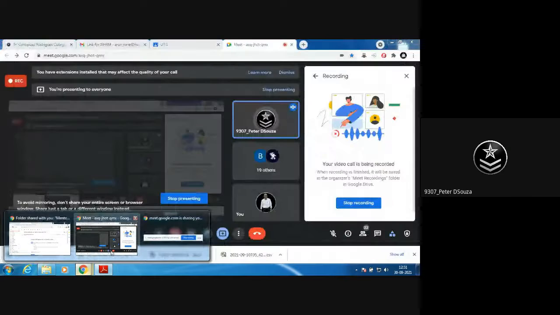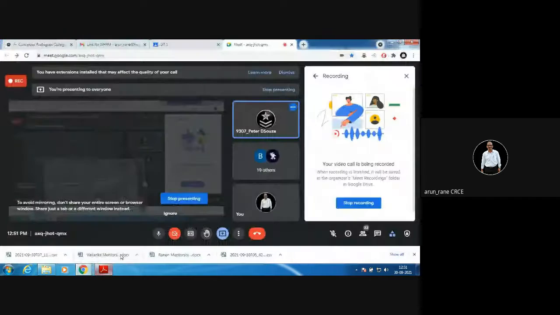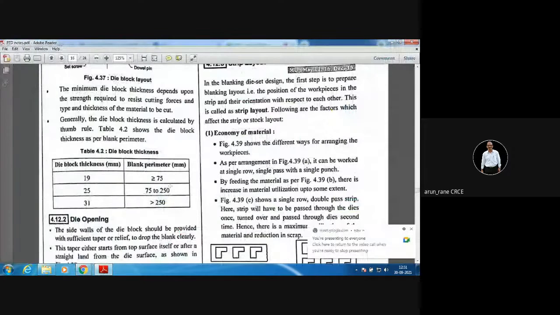Greater than or equal to something. Yeah, exactly. So this greater than or equal to: if the blank perimeter is less than or equal to 75, then the die block thickness is 20. Okay, good.